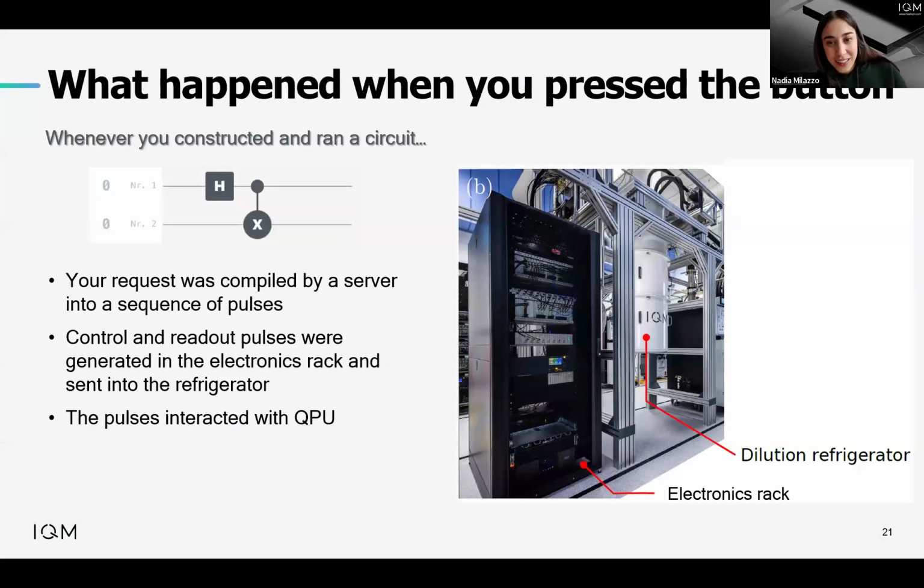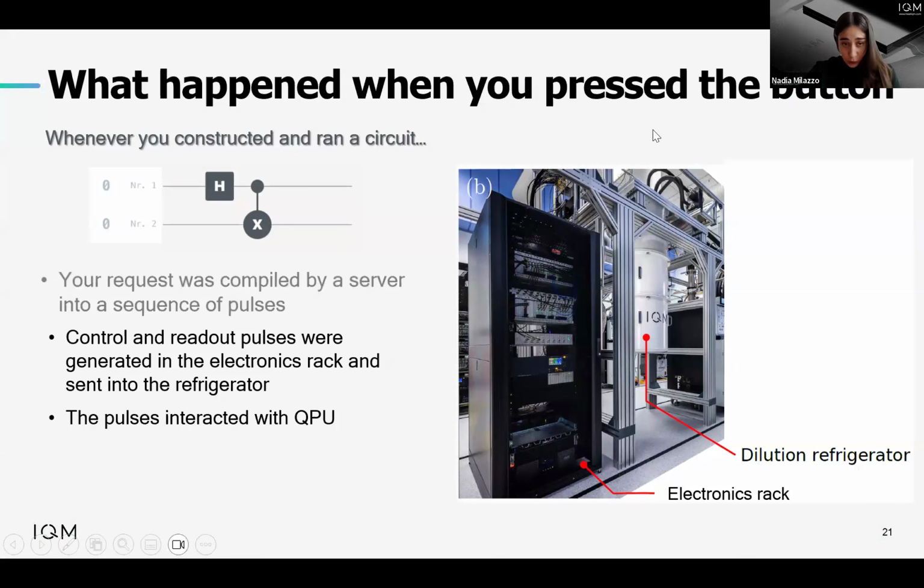I like this animation a lot because it's simple but gives an idea of what happens every time you press a button on your laptop and send something to a quantum computer. So we find back our beloved circuit here. The first thing that happens when you send your request to the server is that this gets compiled, and we will see what compiled means, into a sequence of pulses, so into a sequence of all these operations that we have done before.